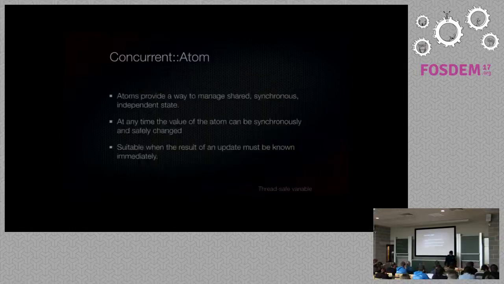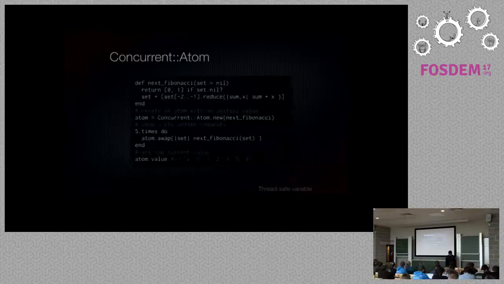Similar to that, there is atom. Atoms provide a way to manage shared synchronous independent state. At any time the value of an atom can be synchronously and safely changed, suitable when the result of an update must be known immediately. So there are 2 ways to change the value of an atom. There is compare and set and swap. So it's inspired from Clojure.